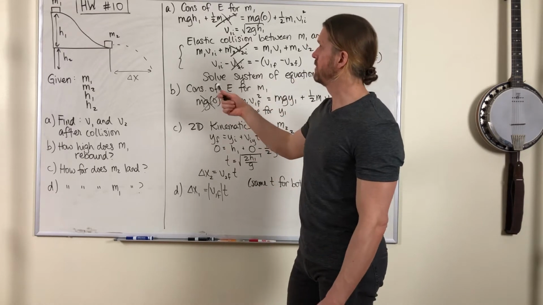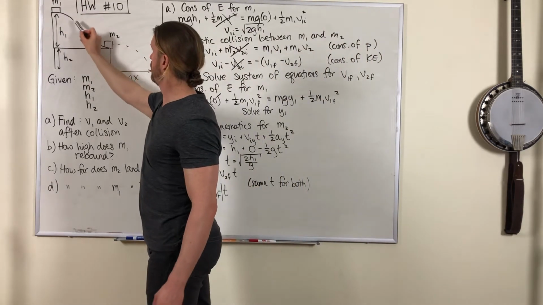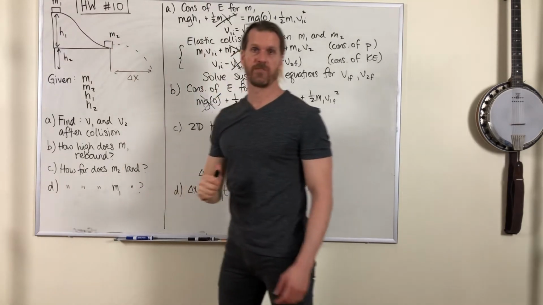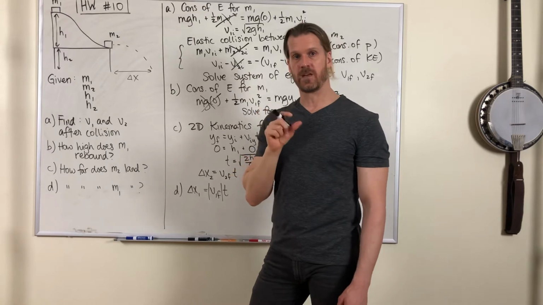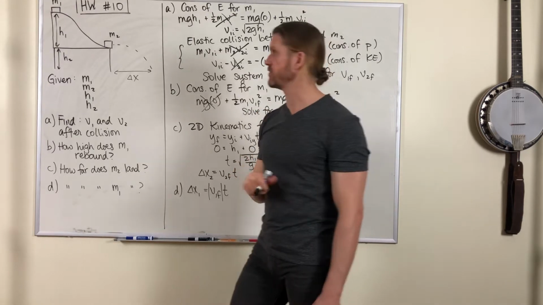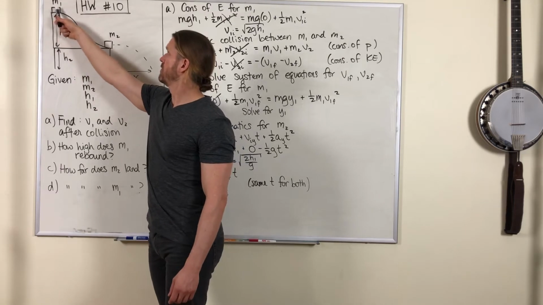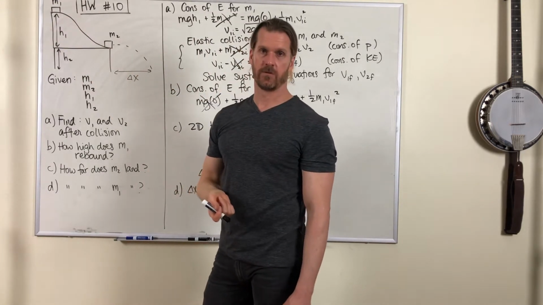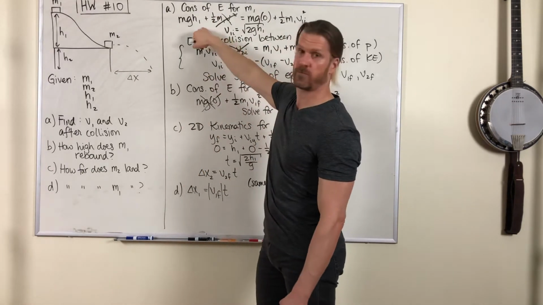So first thing to do is we need to figure out the speed of block 1 right before it hits block 2 in that collision. And we can do that using conservation of energy. This is a frictionless ramp, so we have the initial height, final height. We can figure out the speed of block 1 by using conservation of energy. So this is pretty standard.